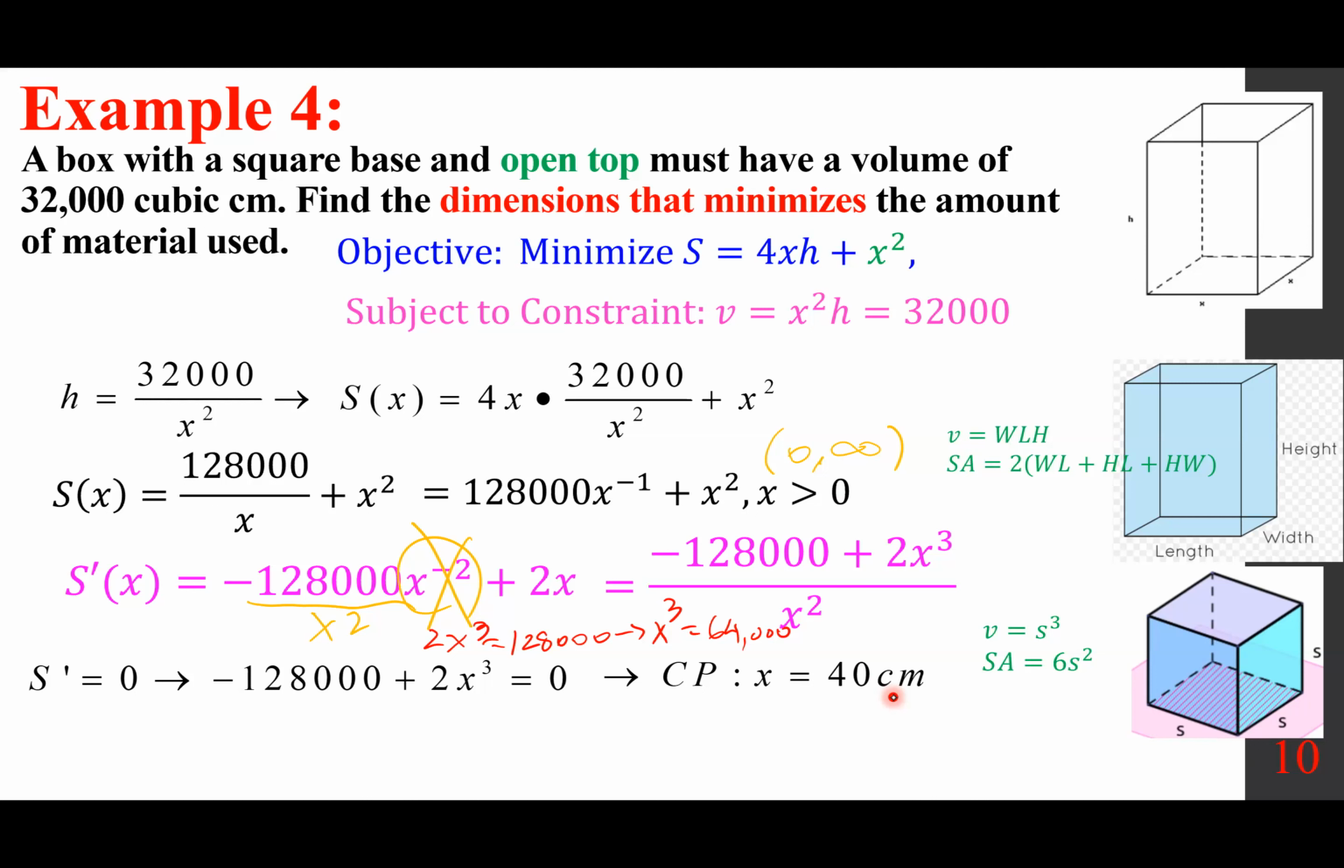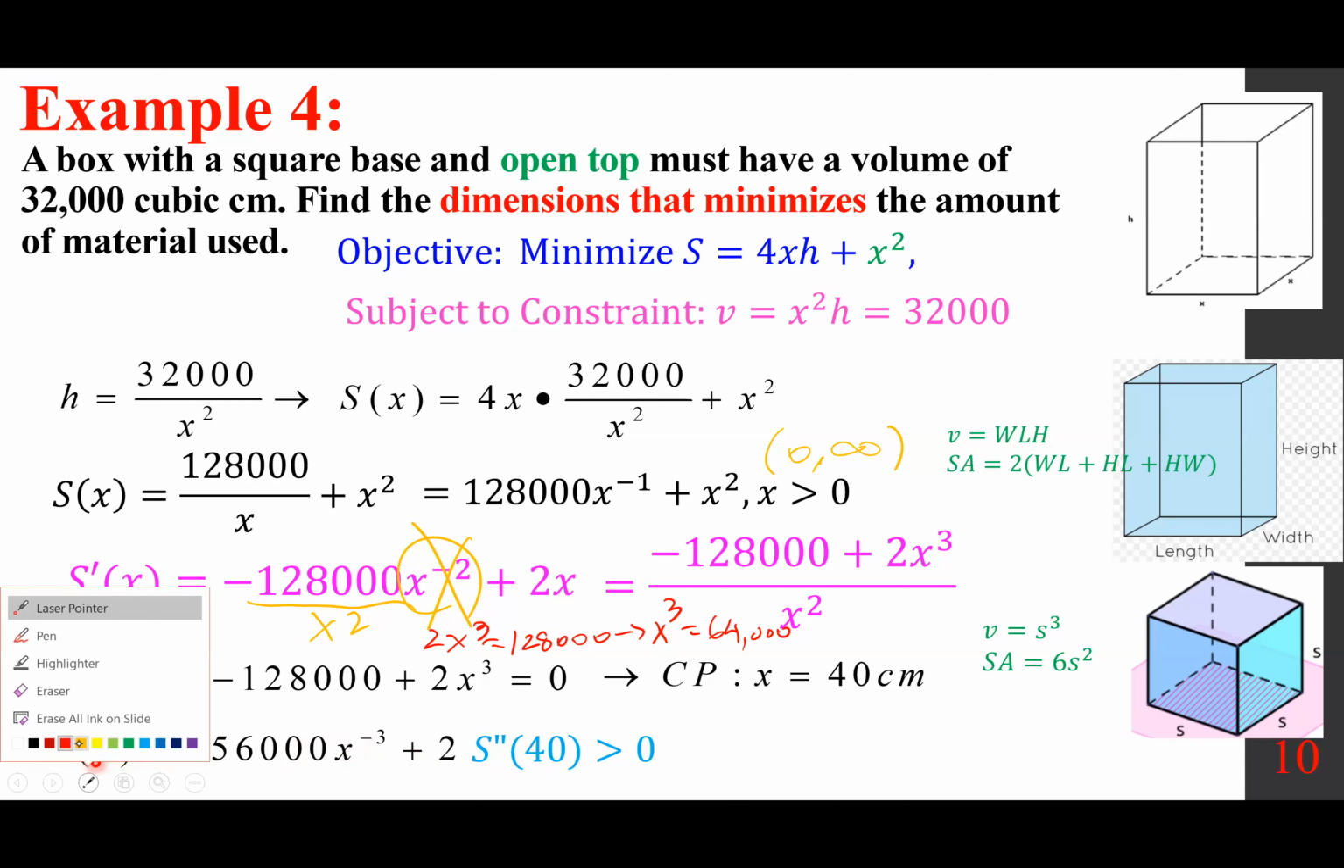So let's look at S prime here. Minus times minus makes it positive. The product of these two numbers, 256,000 x to the power minus 3 plus 2, that's S double prime. So we are taking the derivative of this expression. And now that x is involved, you have to plug in 40. And if you plug in, you get a positive value. I want to show you why we know that. Because if you plug in, class, you don't even have to evaluate it. Here's what you get if you plug in.